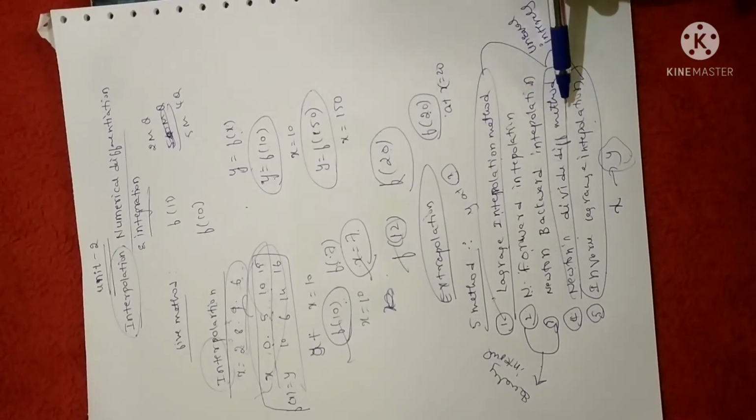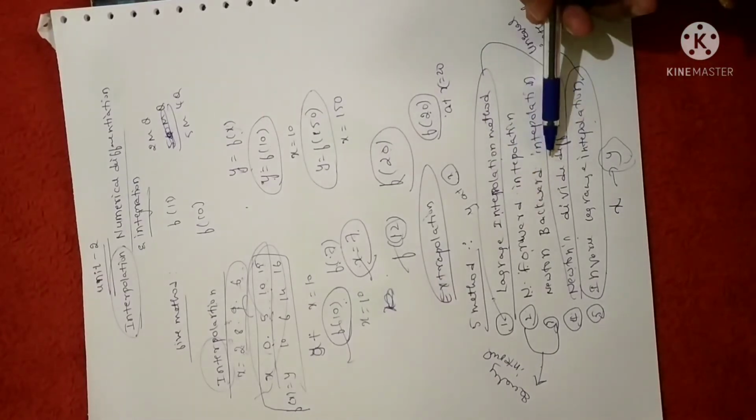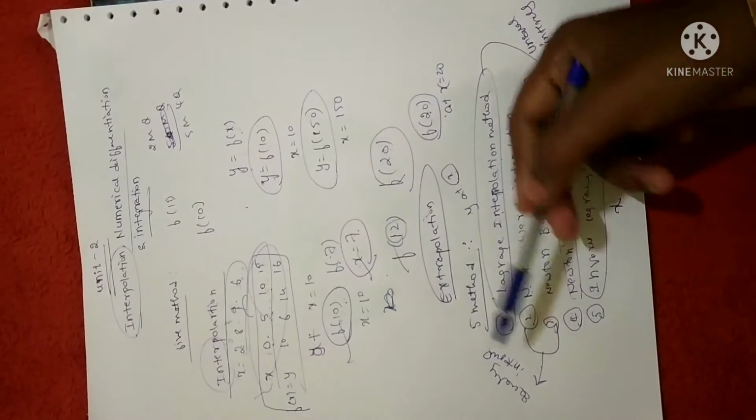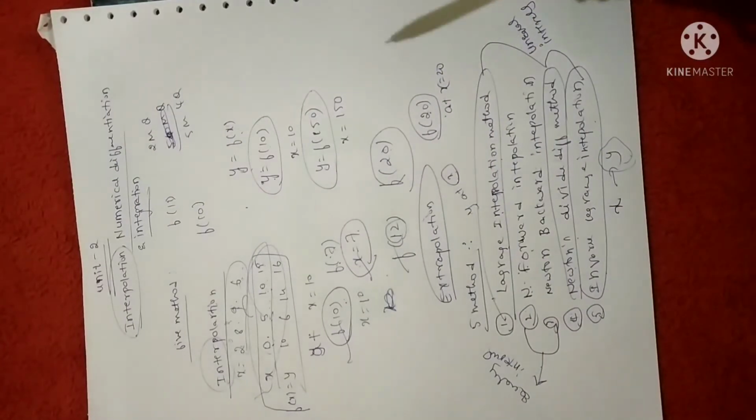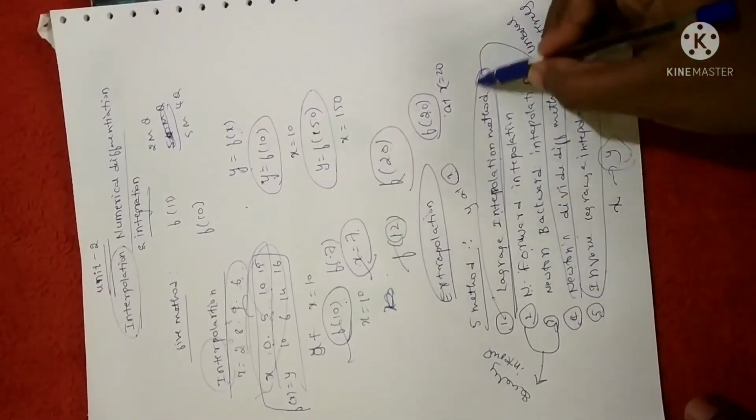Fine. So anyhow, while solving the problems, you come to know, you just remember first method, fourth method, fifth method. That is Lagrange interpolation, Newton divided difference, and inverse Lagrange method are used for unequal intervals, whereas Newton forward and Newton backward will be used for equally spaced intervals. Clear? Now let me explain the first method, that is Lagrange interpolation method.